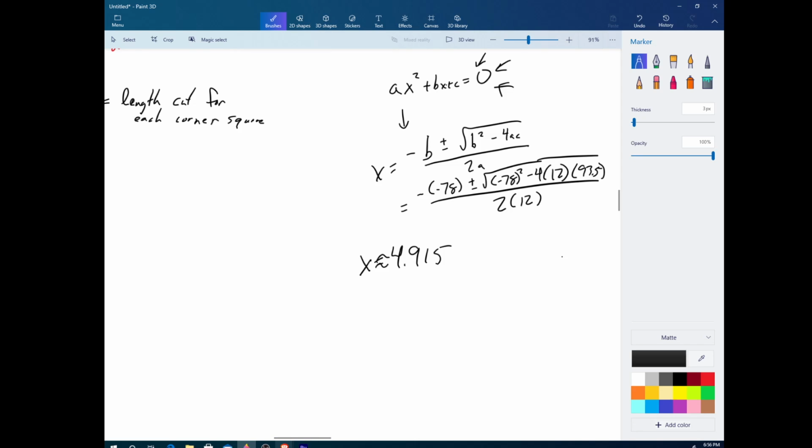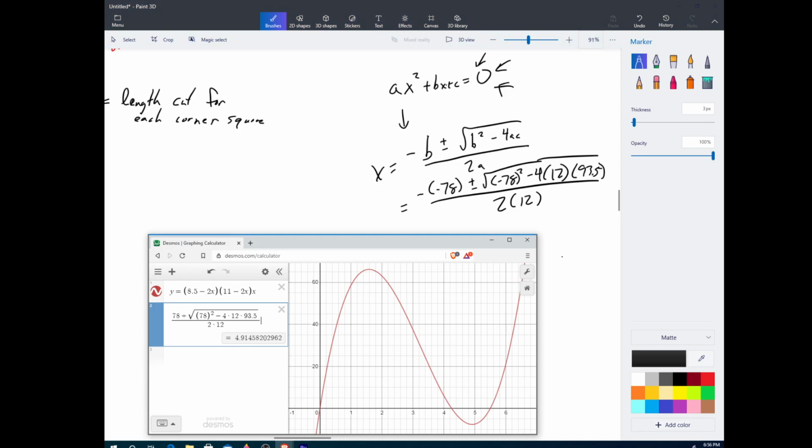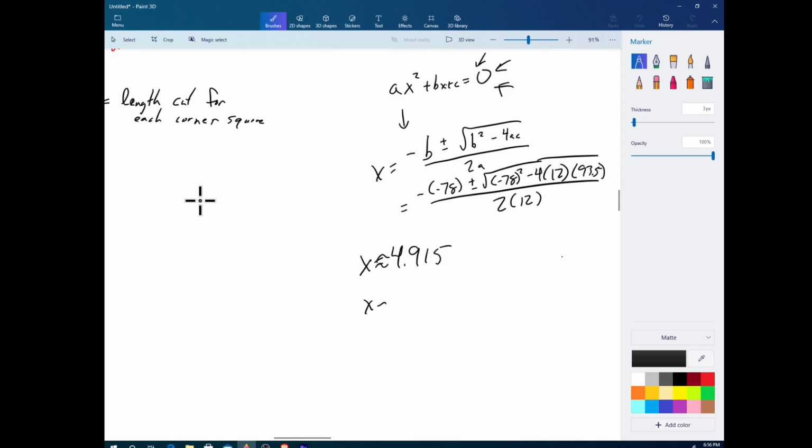And let's do it again for the minus. Once you have it in the Desmos once, it's really easy. So 1.585, and again this would be in inches, because remember that's the length you cut out.